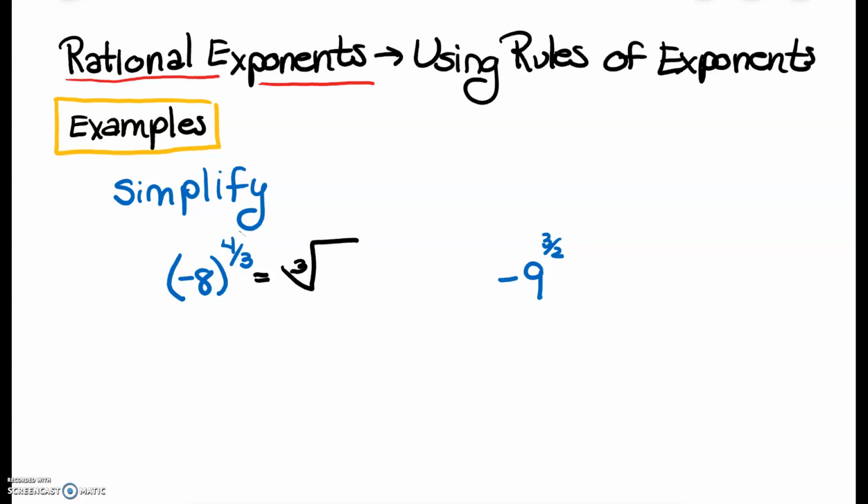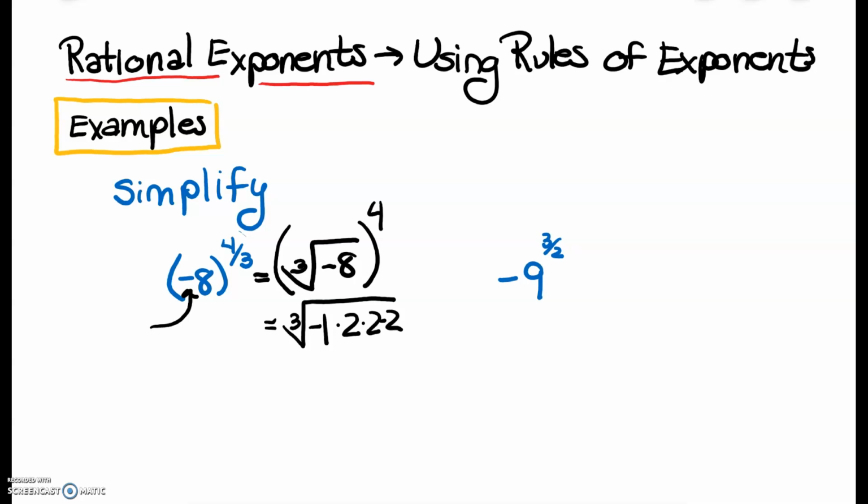cube root of -8, and remember the negative is inside the parentheses, so it goes under the radical, all raised to the 4th power. So I know the cube root of -8 because if I factor -8, I get a -1 times 2 times 2 times 2 raised to the 4th power. The cube root of -1 is -1, and I have a group of 3. So I get -2 raised to the 4th power, and if I multiply -2 4 times, I get 16.